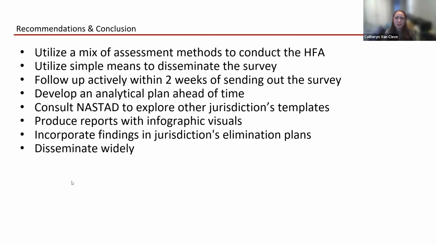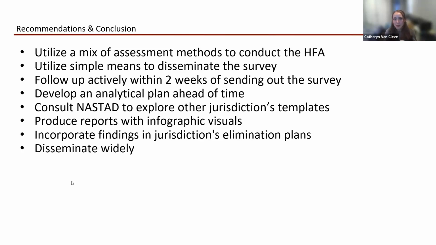We do recommend using a mix of assessment methods, both quantitative and qualitative, for your assessment, but do be mindful to be very specific when you have qualitative questions, because we did learn that people will interpret questions in ways that you do not anticipate. So that's where piloting can come in handy, to make sure that your qualitative assessments really get the information that you're looking for.